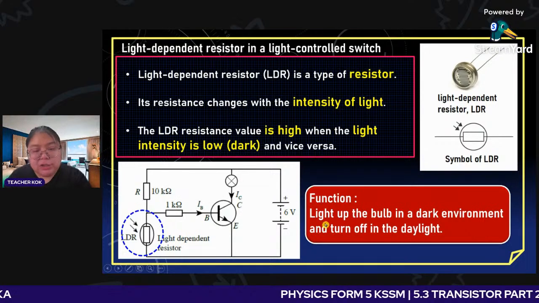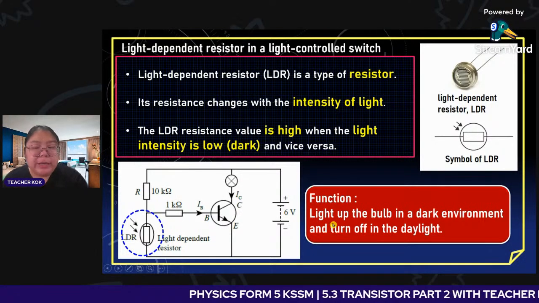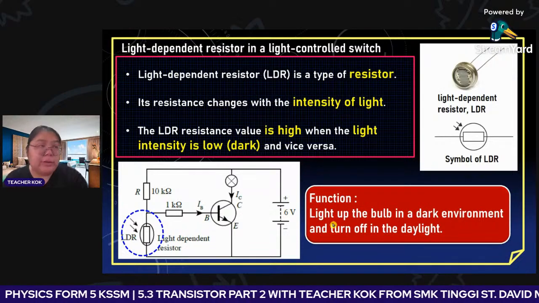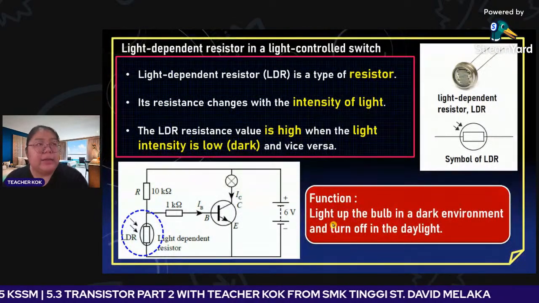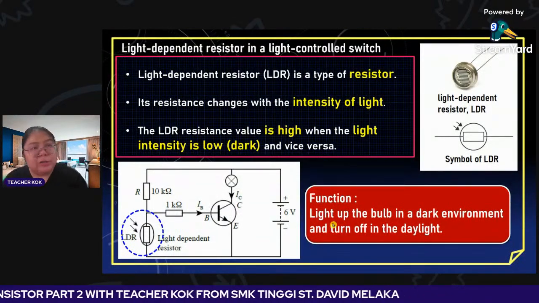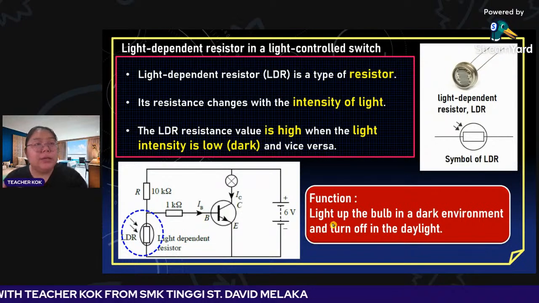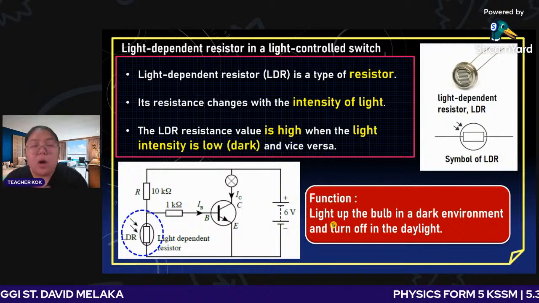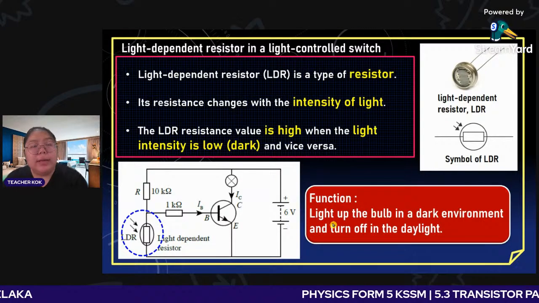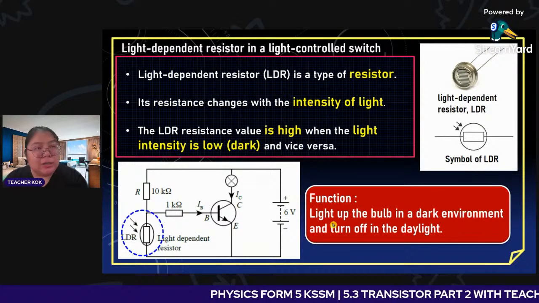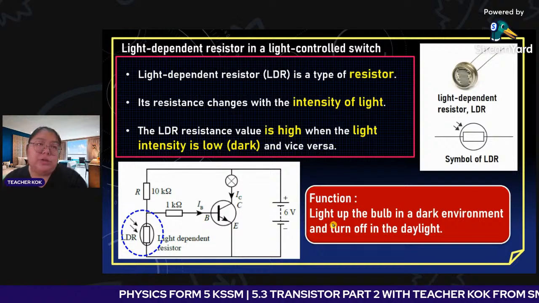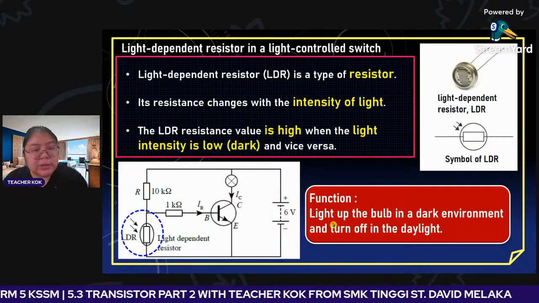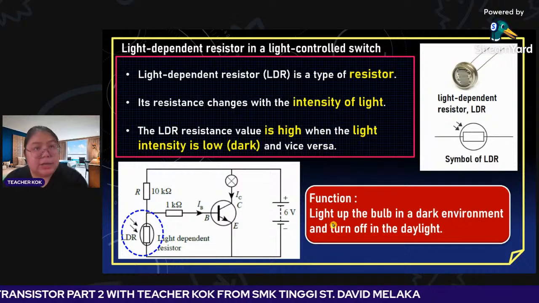The function of the LDR is to light up the bulb in the dark environment and turn it off during the daylight. You can also do the opposite: maybe you want it on in the day and off at night. Importantly, the function is to control the switch. You make the switch automatic, so it will turn on by itself. This is the function for these situations.